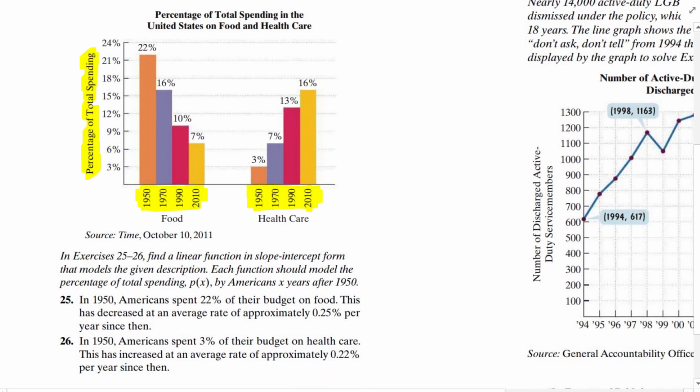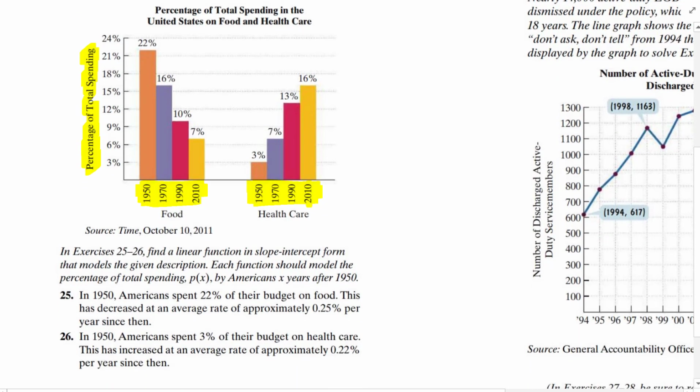So let's take a look at the problem and see what we have to do. In exercises 25 and 26, find the linear function. When I hear linear function, I think of f of x equals mx plus b. This is the form of a linear function, slope-intercept form, that models the given description. Each function should model the percentage of total spending p of x by Americans x years after 1950. So basically, they don't want me to use f of x, they want me to use p of x.